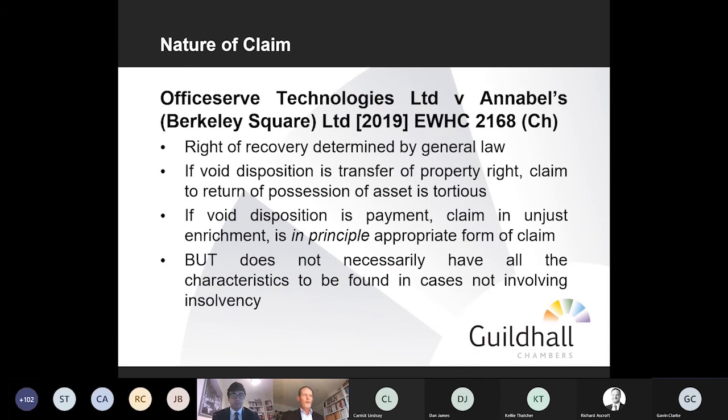So when we come to making an application to try and recover those payments, the court, well, you might have seen from section 127, the first slide that Simon posted, that although it's clear that those dispositions between petition and hearing are void unless validated, the court doesn't actually say what the remedy, if you like, for those void dispositions are. So in a practical sense, we looked at that in one of the Officeserve cases, and Officeserve against Annabel is the case cited in that slide.